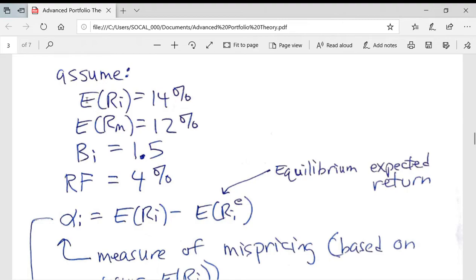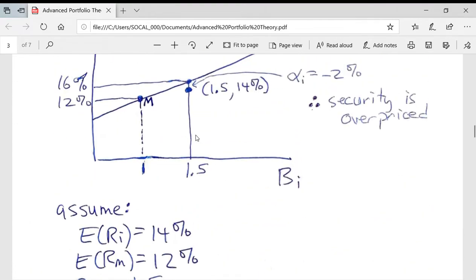But our expected return, for whatever reason, is 14%. That's just our opinion. And so at a beta of 1.5, we see this dot here represents our expectation. The ordered pair here, abscissa and ordinate, is 1.5 and then 14%. It'll be right here between these two. And that vertical distance right there is alpha, and it's minus 2%.